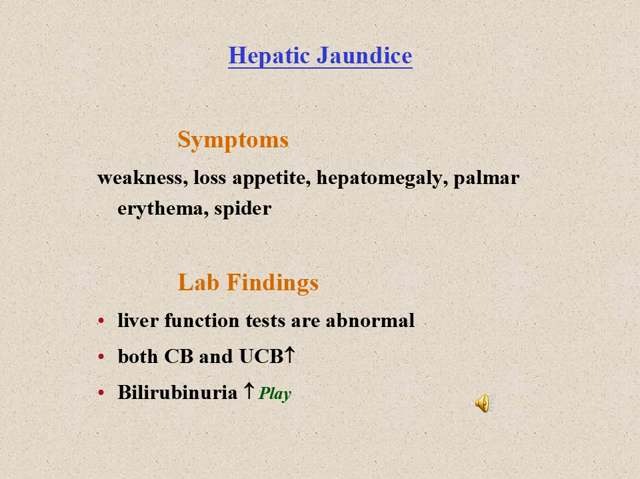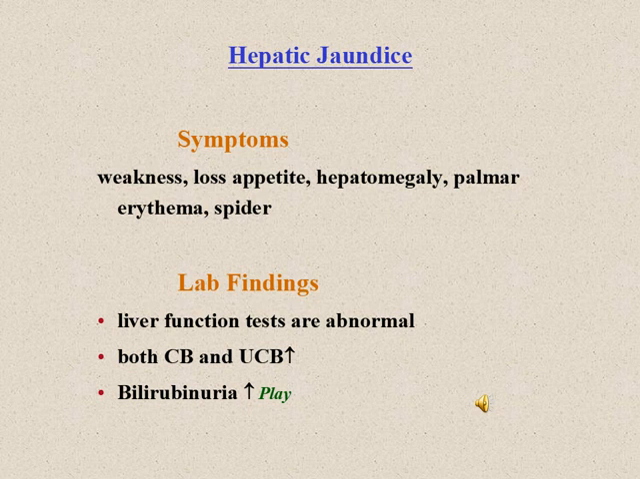Liver function tests are abnormal, and both conjugated and unconjugated bilirubin increase, and bilirubinuria increases. What do you mean by bilirubinuria? Bilirubinuria means the bilirubin or bile pigment present in urine. This bilirubinuria increases, and the urobilinogen is also present.